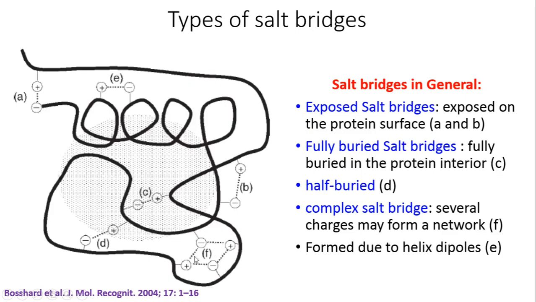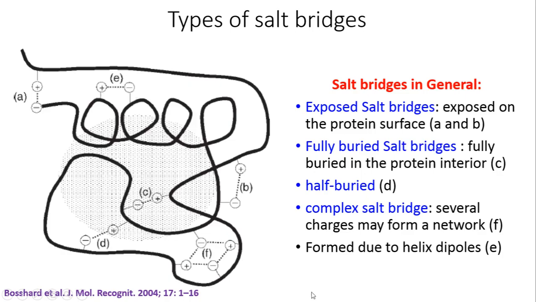Sometimes it also happens, consider over here, that many positively charged and negatively charged side chains can cluster in one location of your protein, and they can form a complex network of salt bridges, and we call it a complex salt bridge. Okay, so these are different types of salt bridges that can exist in your protein molecule.